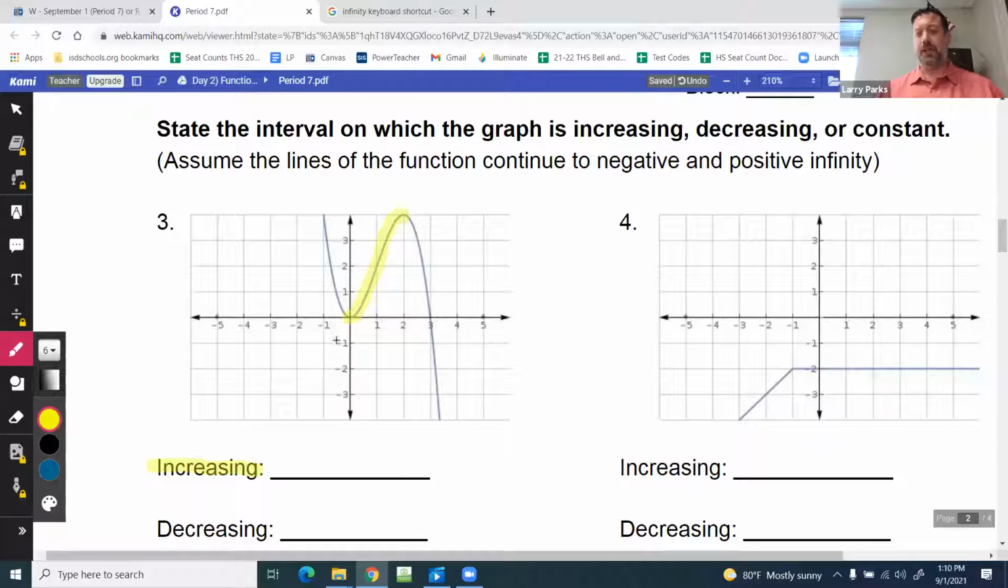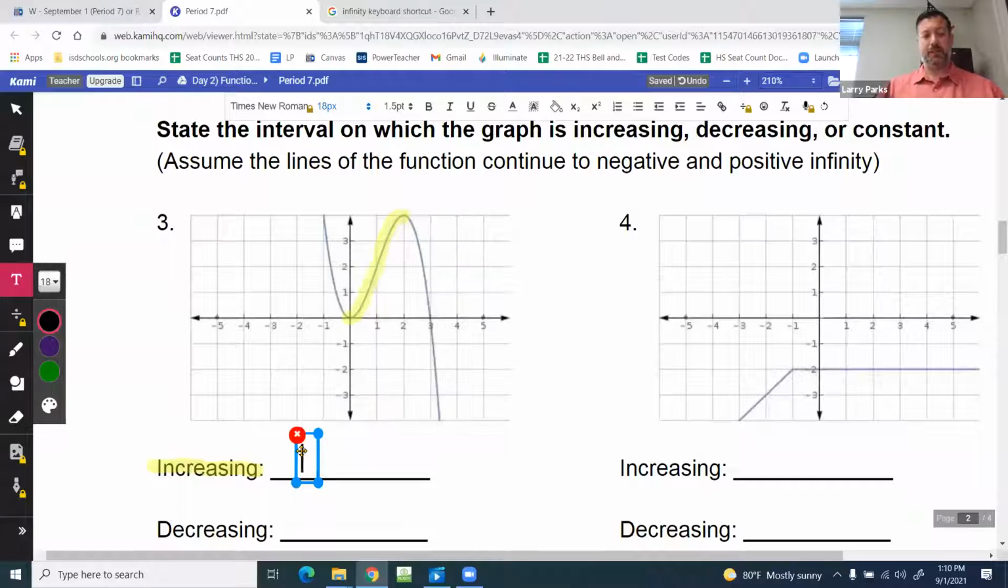And so what I would say is from 0 to 2. Okay, so it starts at 0 and then it stops increasing at 2. And the way I write that interval notation is I say 0 to 2. Now decreasing.